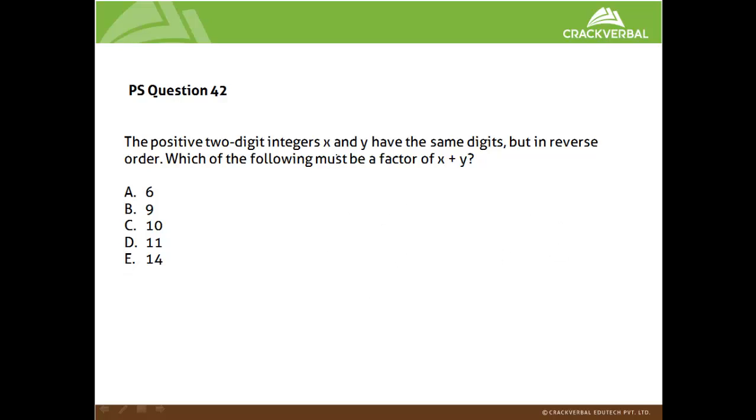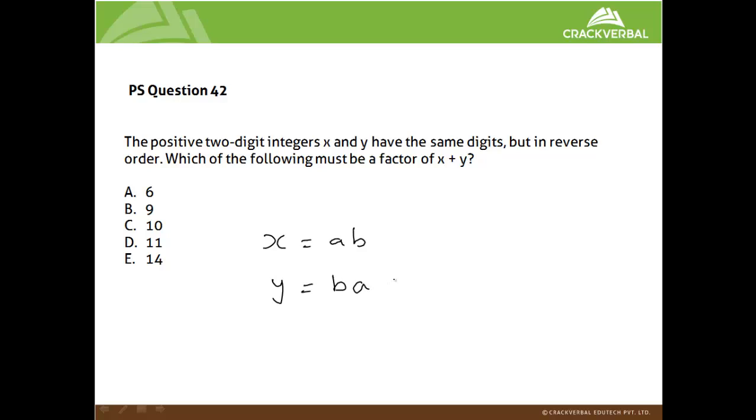Now let's see what is the math or theory behind this question. They have given us the positive two-digit integers x and y that have the same digits. So let's call x as ab. A two-digit number will have a tens place as well as a units place. So let's call the units place b and the tens place a. Then y will have the same digits but in reverse order. So in that case, y will have b as the tens place and a as the units place.